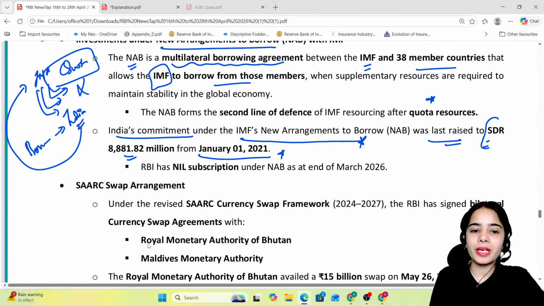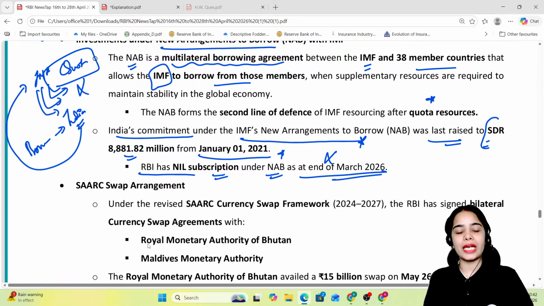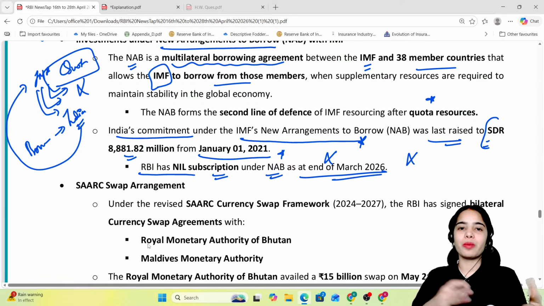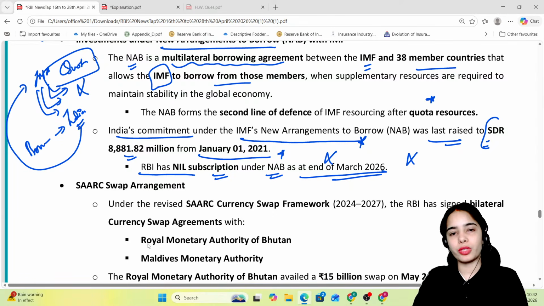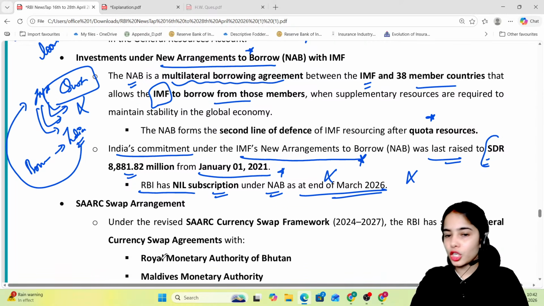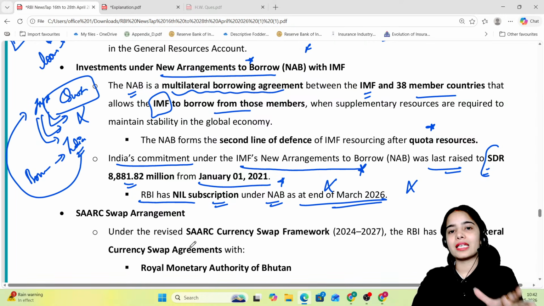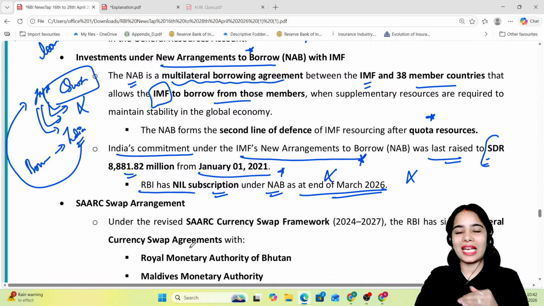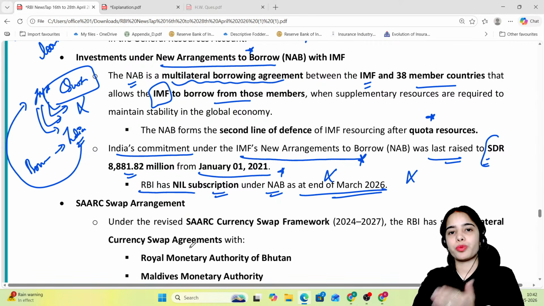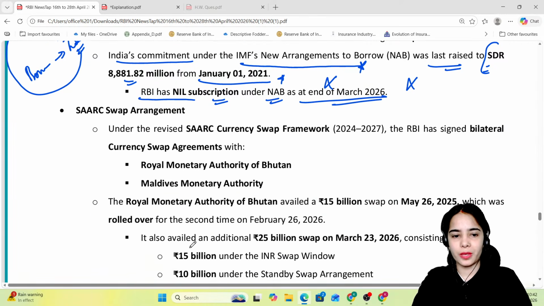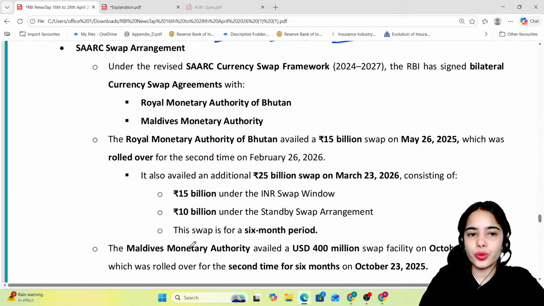Okay. Now the RBI has till now nil subscription under the New Arrangement to Borrow. That means till now, by the end of March 2026, the IMF has not taken a loan from India under the New Arrangement to Borrow. Any confusion? So till now, the RBI has nil subscription. The RBI has not given any money to the IMF under the New Arrangement to Borrow because it was not required by the IMF.